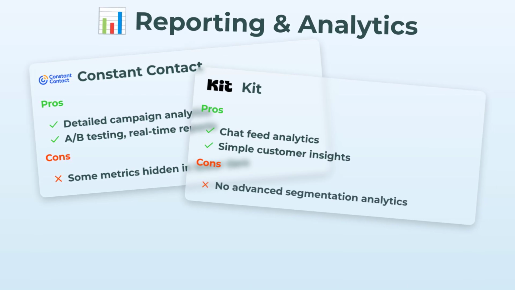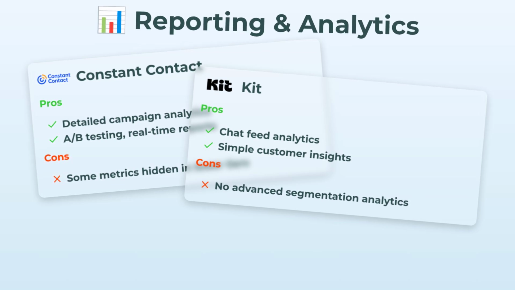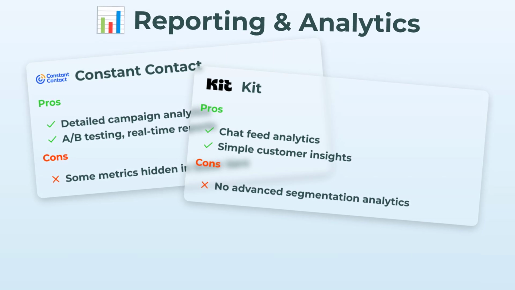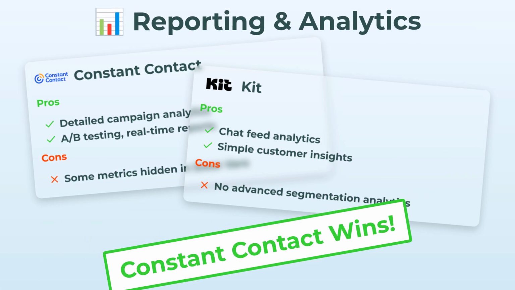Kit, on the other hand, shows you simple customer insights, mostly through its chat feed. There's value there, but nothing too deep, especially if you want advanced segmentation. So, Constant Contact for the win again, especially if you love numbers.